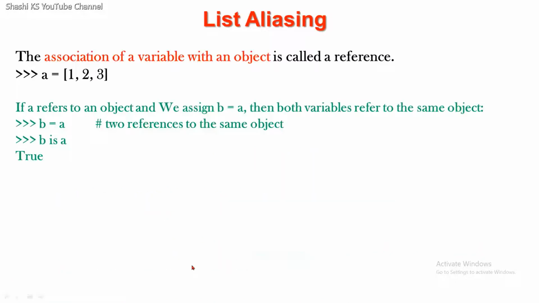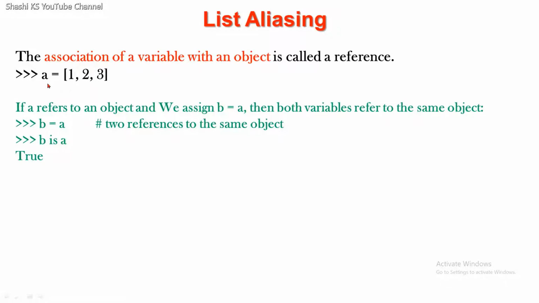Next topic is called list aliasing. The meaning of list aliasing is, let's say I create a list which contains 3 elements, 1, 2, and 3. And then when I say A is equal to 1, 2, 3, it means I'm associating a variable called A with a list object. This association of a variable with a list object is called a reference. I'm creating a reference to access the list object.